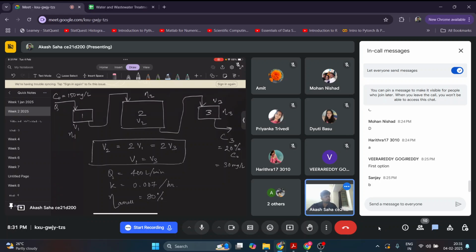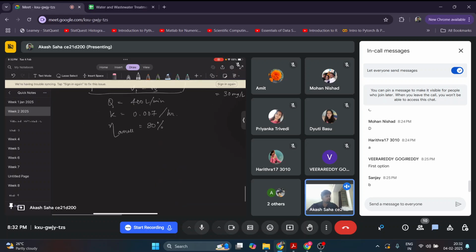To solve this, whatever concentration is coming out from reactor 1, we will mark it as C1. That same C1 will be going into the second one. Whatever comes out will be C2, and the same will go into the third one. Whatever is coming out, C3, we can write it as CE, C effluent. That will be better. So these are all the notations. Now we simply have to apply the formula for each of them. For the first reactor, everything is CSTR.